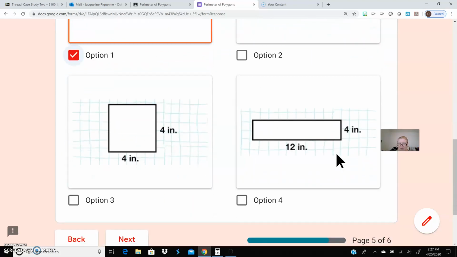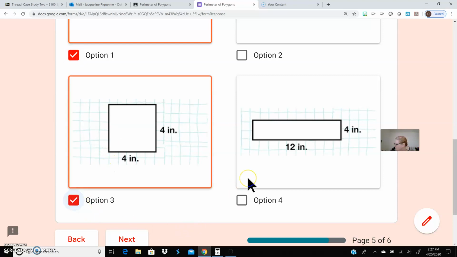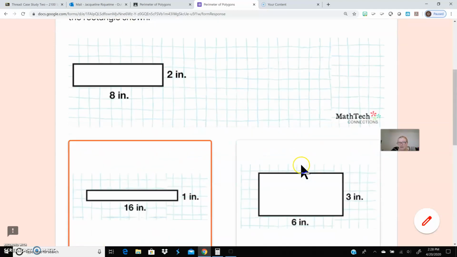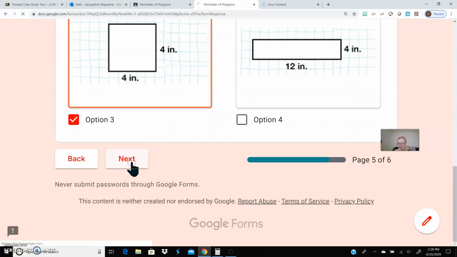Let's go to option number 3. Option number 3, 4 times 4 is 16. So let's go ahead and figure out, does this have a perimeter of 20 or something different? 4 plus 4 is 8, plus 4, 12, plus 4 is 16. So yes, this does not have a perimeter of 20. It has a perimeter of 16. Let's look at this next option. 4 times 12 is going to be an area of 48. So this can't be an option. It can only be option number 1 and number 3.